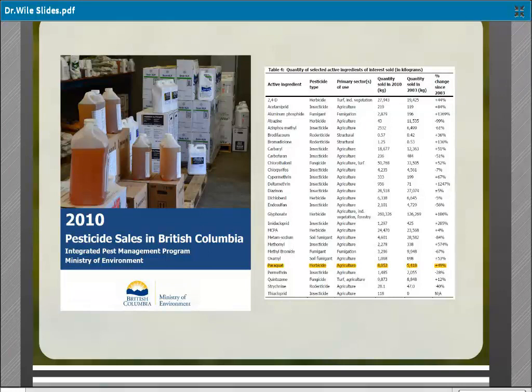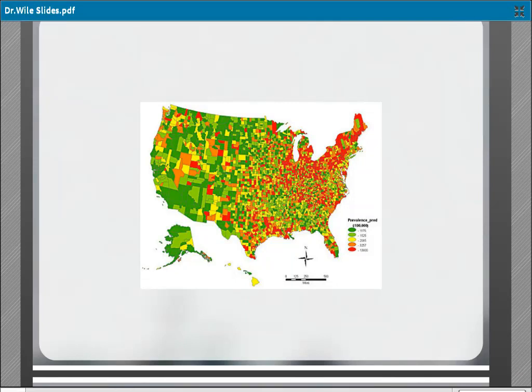It's hard to drill down that data and find out where exactly it's being sold and used. But anyway, I've been in contact with the BC government about that.